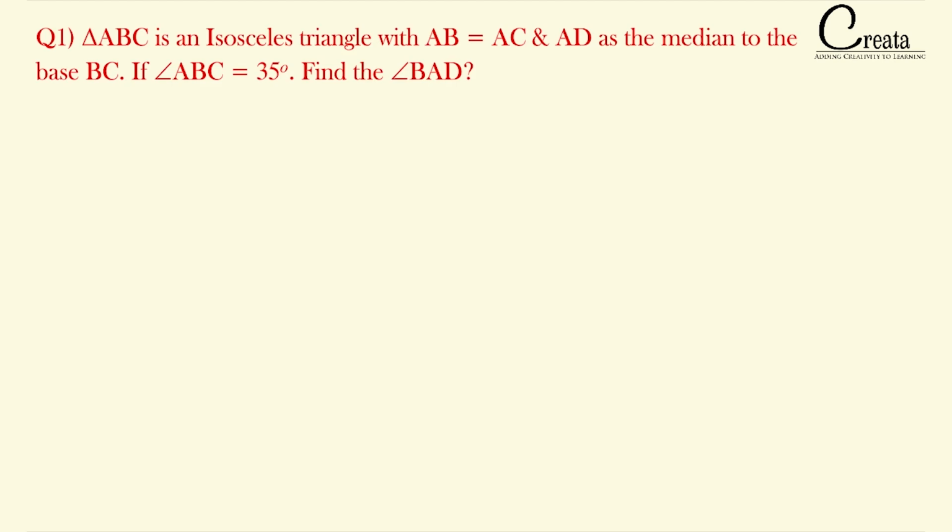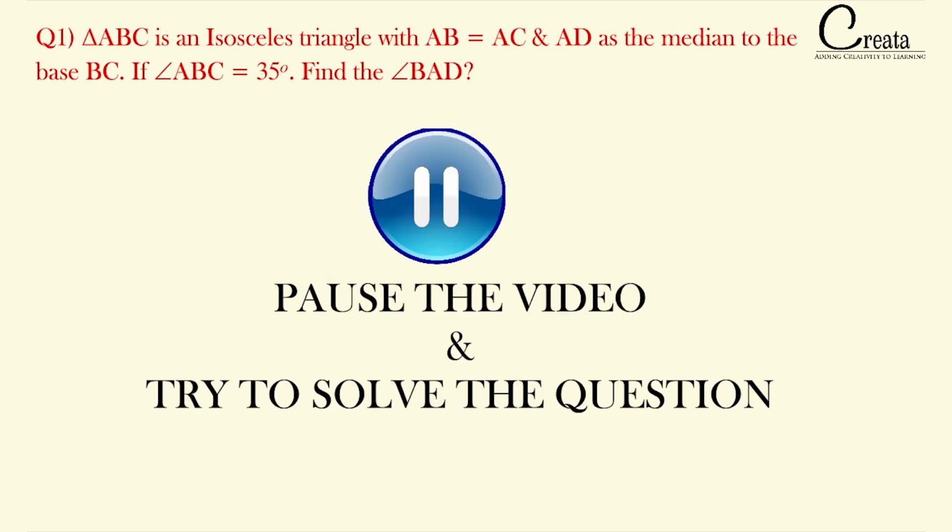The question is, triangle ABC is an isosceles triangle with AB equal to AC and AD as the median to base BC. If angle ABC is equal to 35 degrees, find the angle BAD. Let's see how to approach the question.